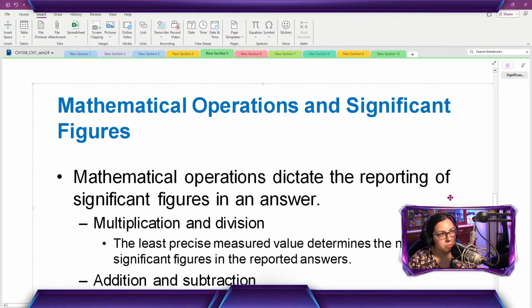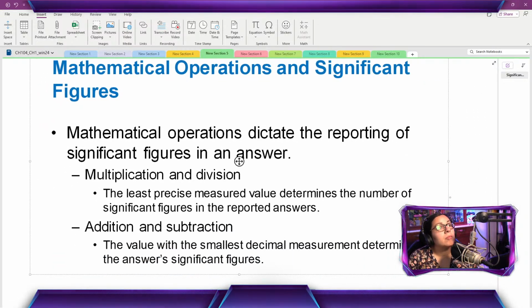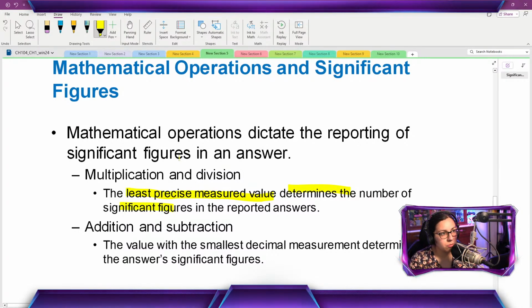And so let's start with multiplication and division, because I feel like it's the easiest. And we'll do some examples, but right now we'll just look at the overview. So the least precise measured value determines the number of sig figs. And then with addition and subtraction, you can report to the smallest decimal measurement. So whichever one goes out the least is your limiting factor. And we'll, again, go through some examples.